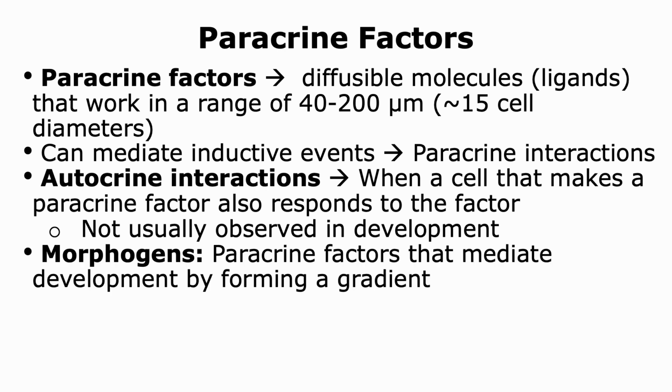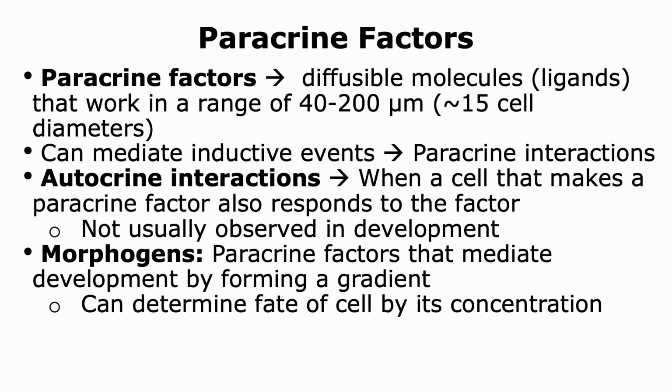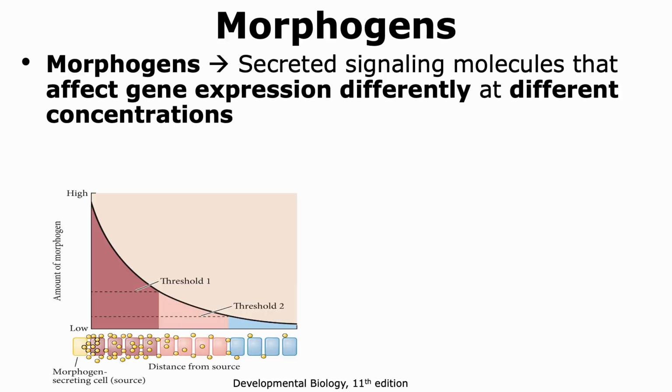Now, morphogens are paracrine factors that are able to mediate different developmental processes by forming a gradient. Morphogens are able to determine the fate of a cell by their concentrations. Thus, just to summarize, morphogens are secreted signaling molecules that affect gene expression differently at different concentrations.